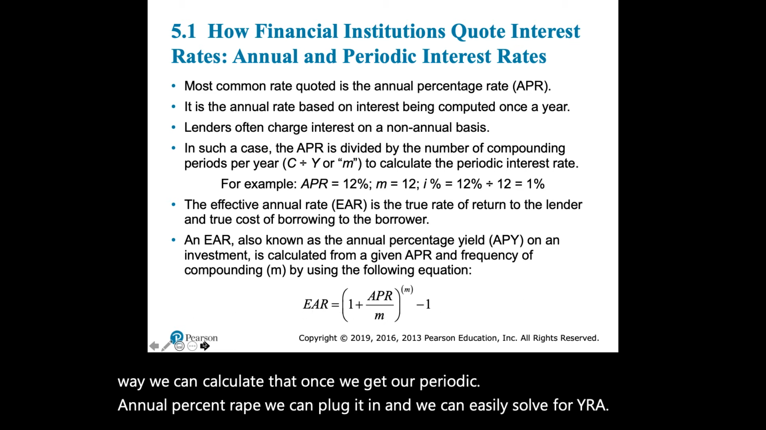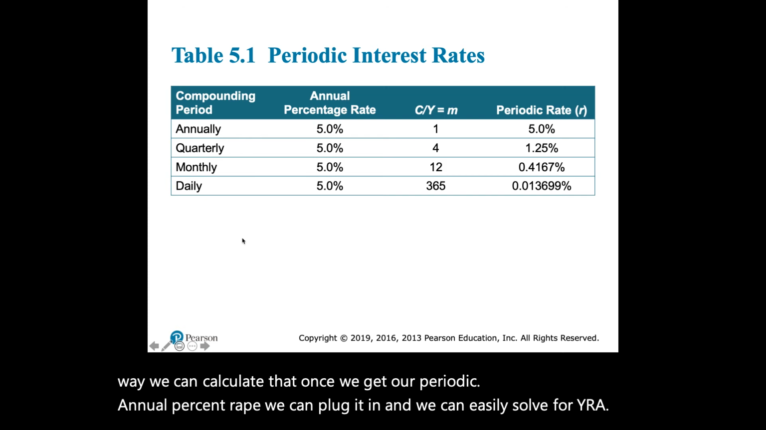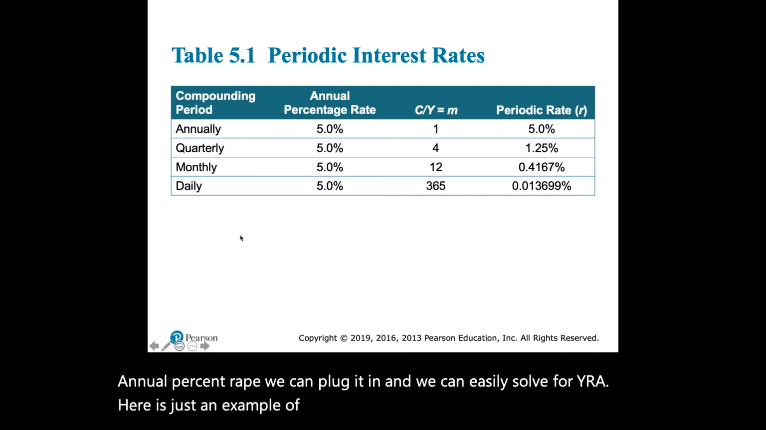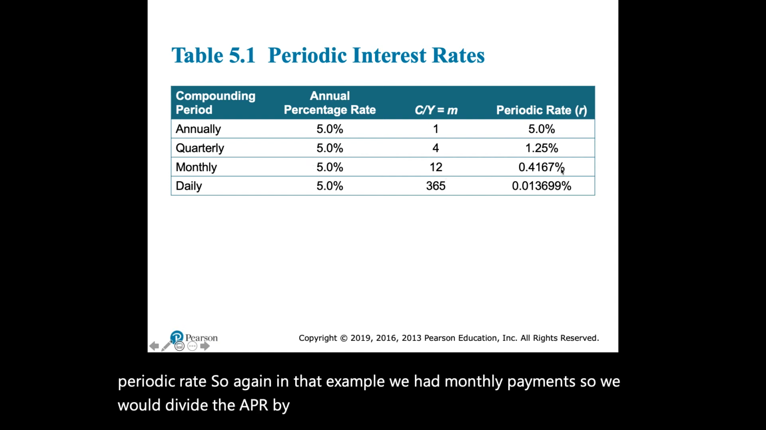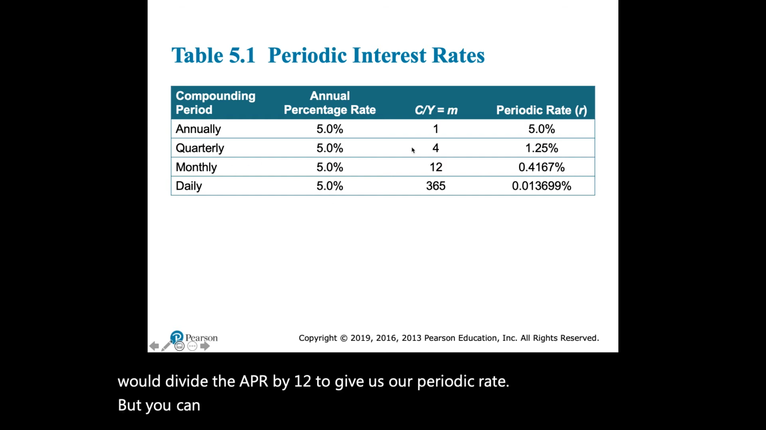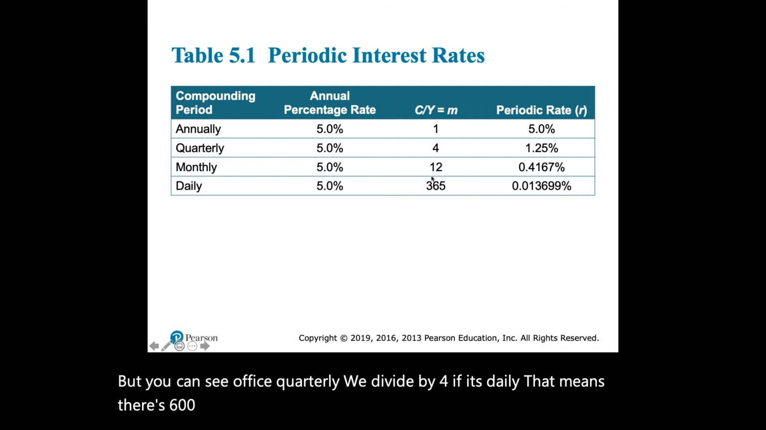Now here's just an example of how we convert that annual percent rate to our periodic rate. So again, in that example, we had monthly payments, so we would divide the APR by 12 to give us our periodic rate. But you can see if it's quarterly, we divide by 4. If it's daily, that means there's 365 times that it's being charged interest. We have to adjust for that as well.